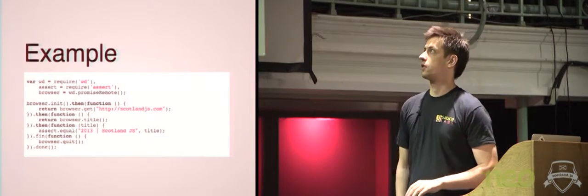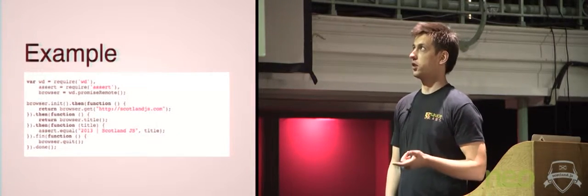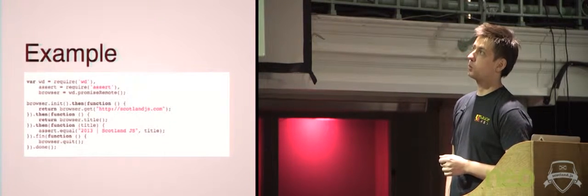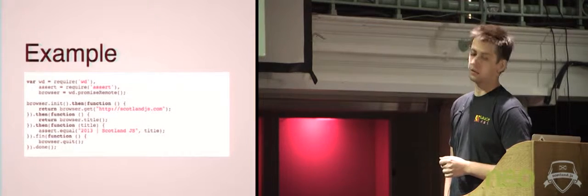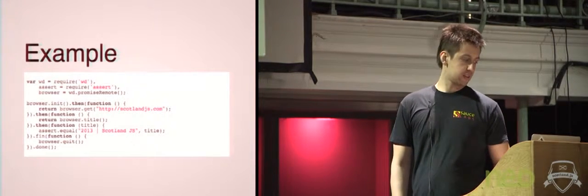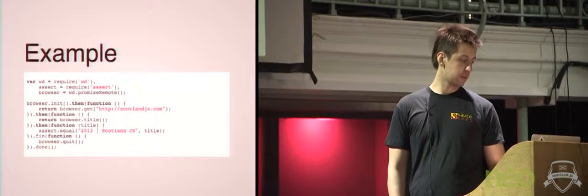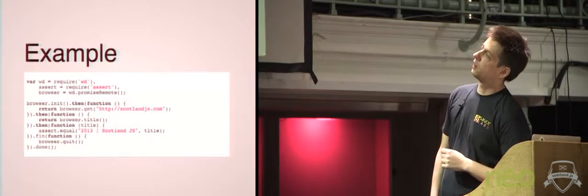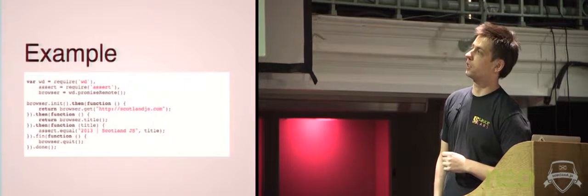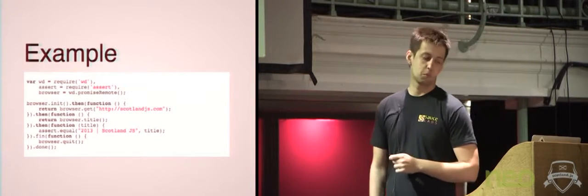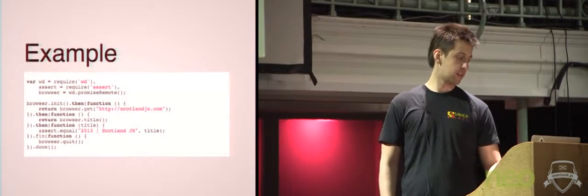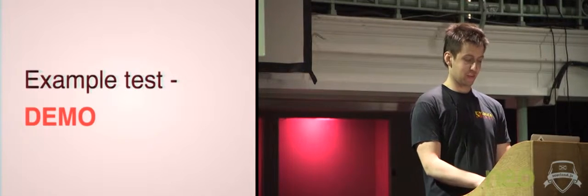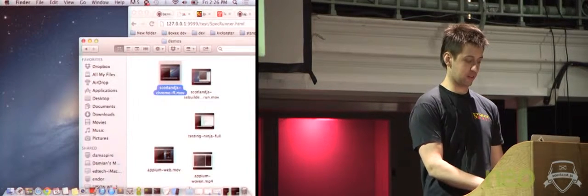Okay, here's a sample test. I'm using the WD.js library, and I'm using it in the promise mode, so I don't have to play with callbacks, at least with callback hell too much. So I'm getting the Scotland.js web page. I'm getting the title. I'm asserting that it's the title I wanted, that should be there, and that's it. Yeah, I'm pretty sure my demo will work. You will see in a moment why, because I recorded it.